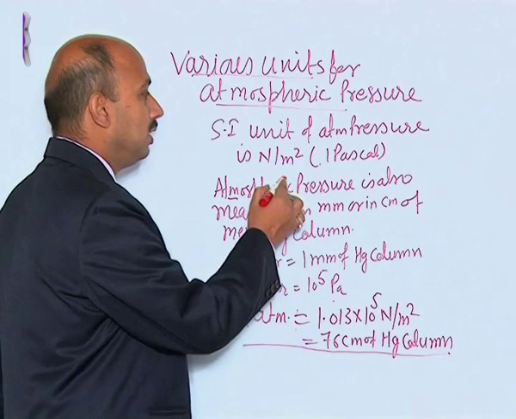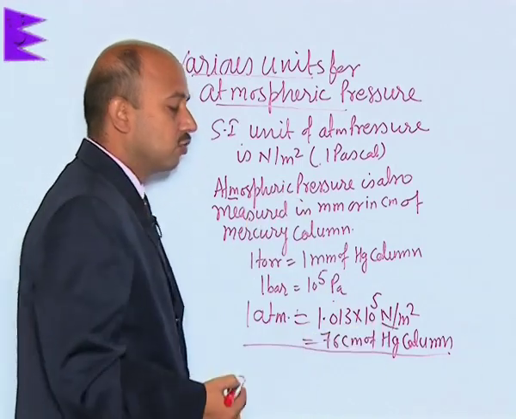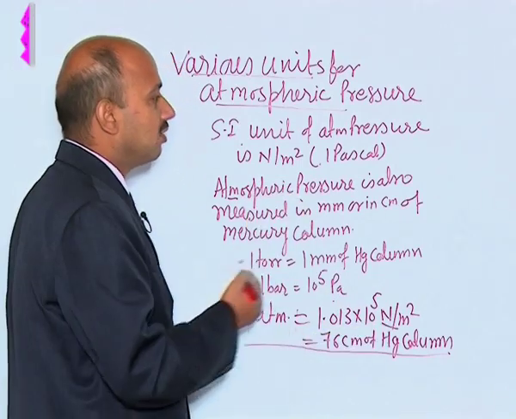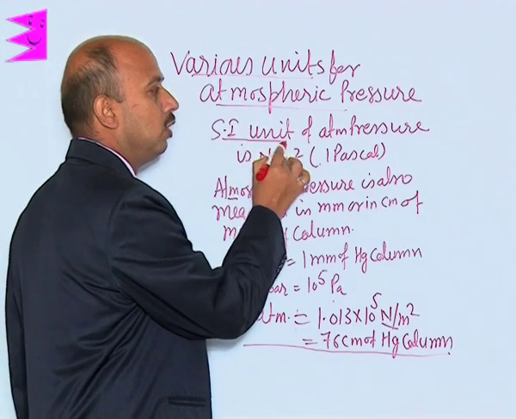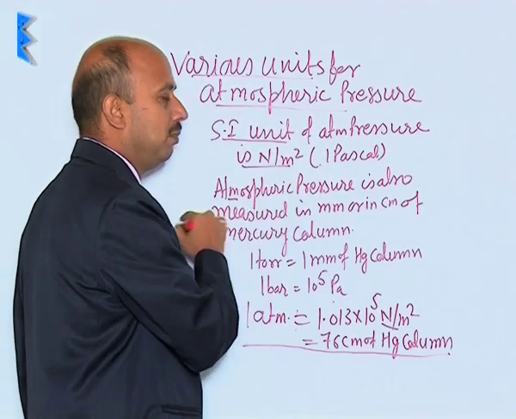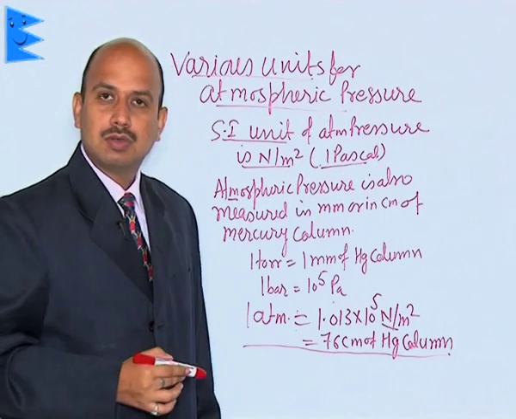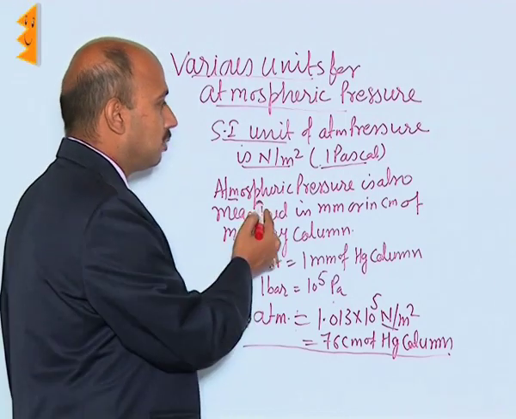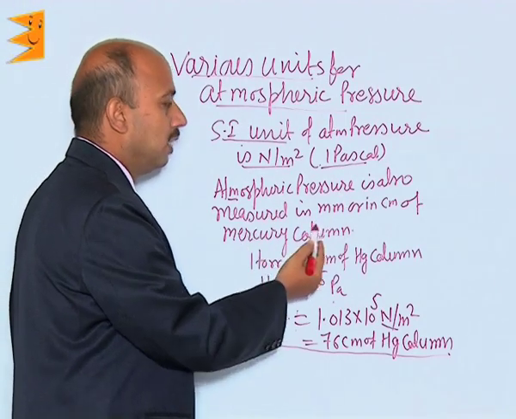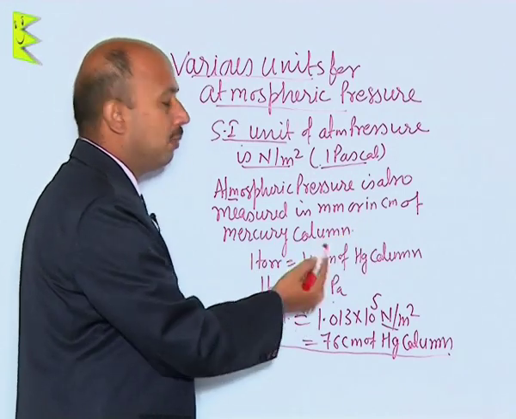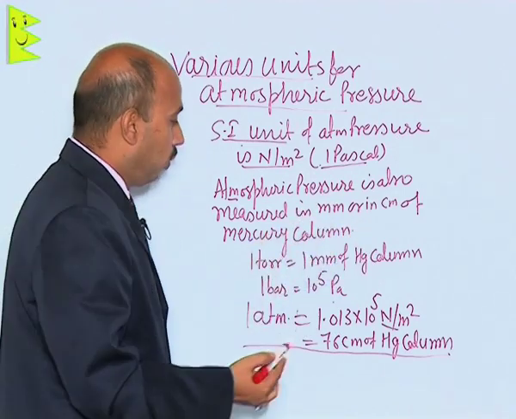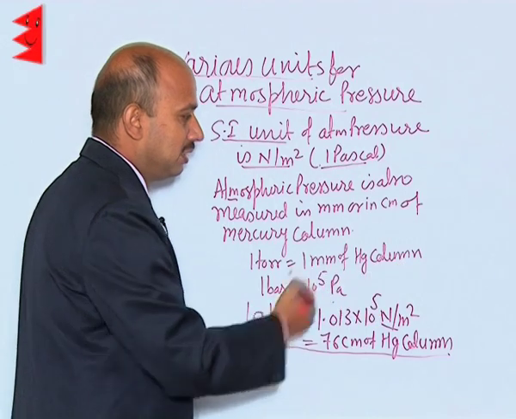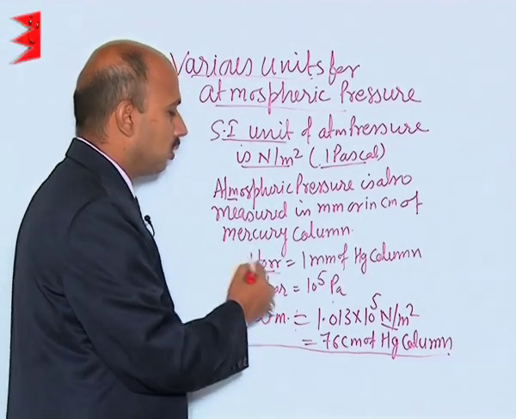Now, this is Newton per meter square, or Pascal, which is the SI unit of pressure. So, the SI unit of atmospheric pressure is Newton per meter square, or 1 Pascal. Atmospheric pressure is also measured in millimeter or in centimeter of mercury column. So, 1 millimeter of Hg column is equal to 1 torr.